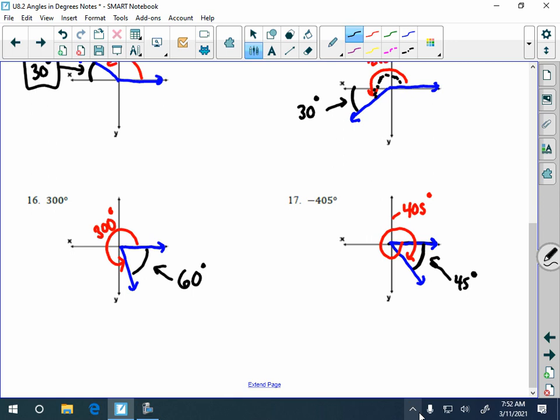All right, so again, reference angles have to be positive, between 0 and 90. And so on this one, we have to say 45 degrees, and it's positive. All right, and that's it.